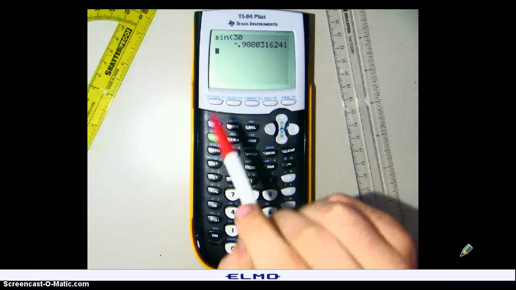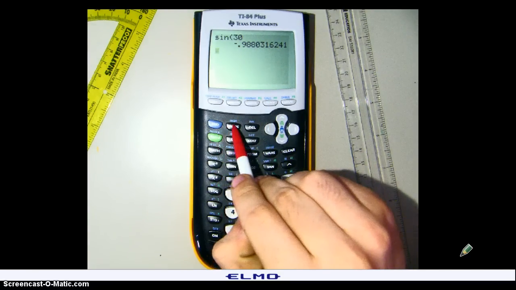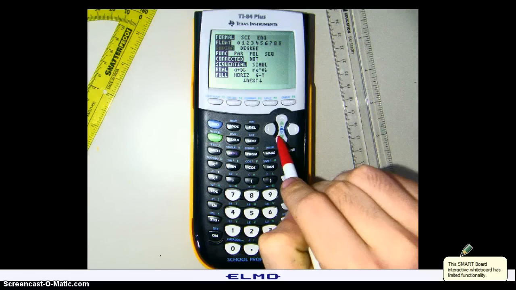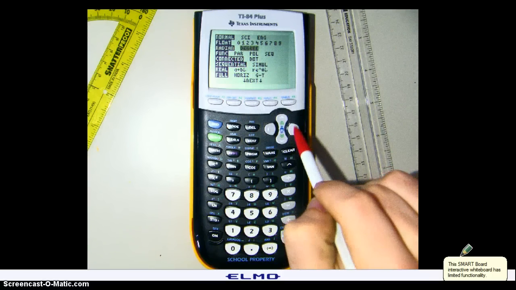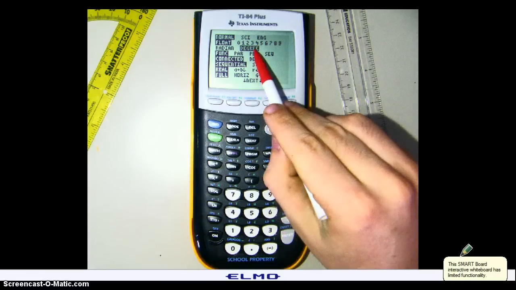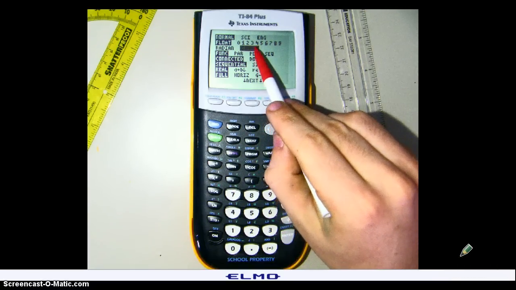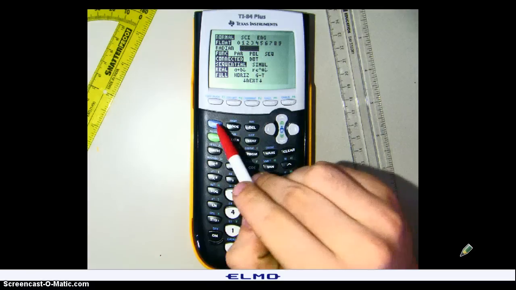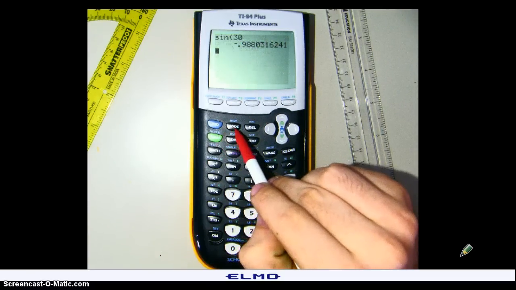So here's what you need to do. Click mode right here, mode. Scroll down until you see radians and degrees. Go over to degree and click enter. Now degree is highlighted. The calculator is now in degree mode, which is good. We work in degrees. So click second, quit to get back to your home screen.